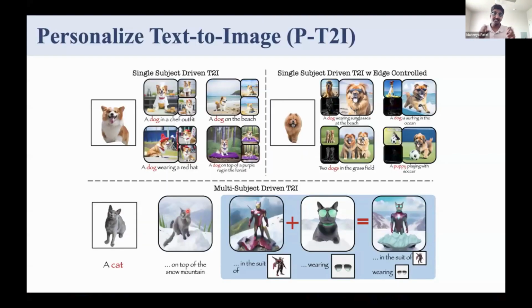We call it personalized text to image. For instance, let's say I have a dog named Goofy, and I want Goofy to wear Santa's uniform or a chef's uniform, or play at the Grand Canyon or surf in the ocean. We can do so many such cool things by just using text to image generative models.